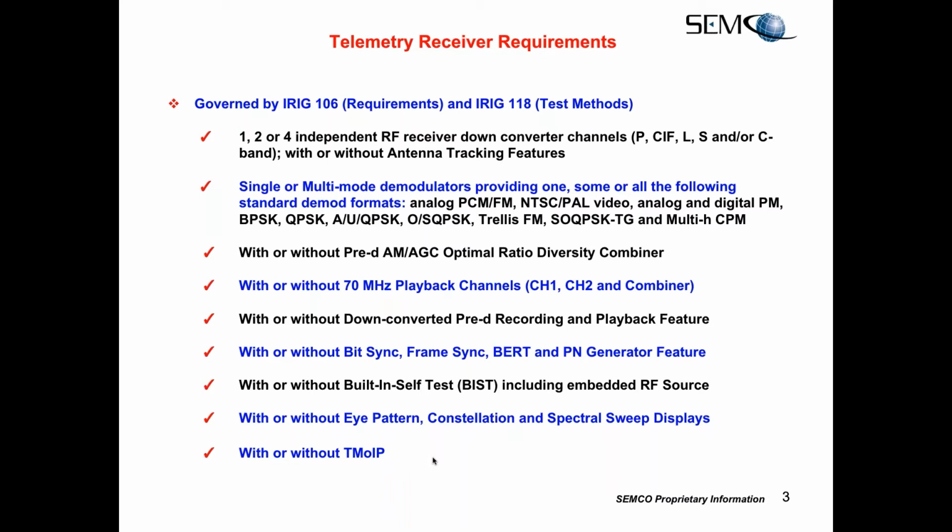Most all industry receivers will also provide the ability to display your eye pattern, your constellation, and also your spectral sweeps. They will vary in capabilities depending on the particular receiver in terms of what features are available. For example, in spectral sweep, whether you have span control, whether you can do center frequency measurements, or whether you can do power measurements when you're observing the spectrum on the receiver display. And last but not least, the receivers may come with or without TM over IP, which is packetized telemetry being transported over Ethernet.